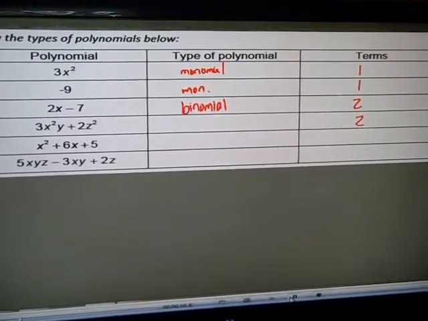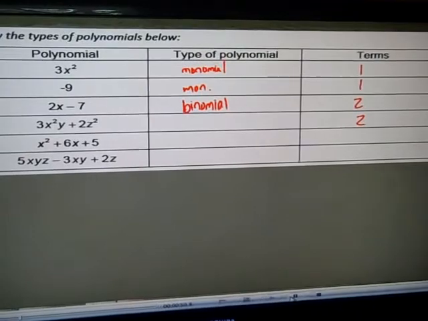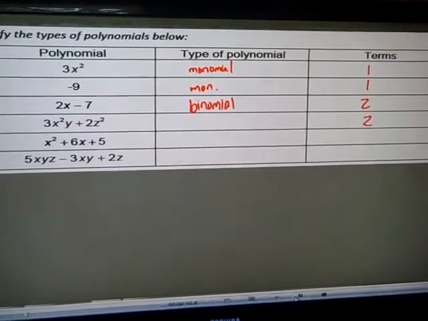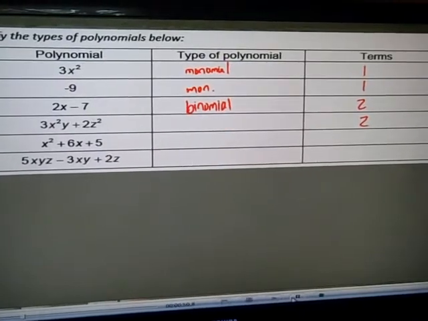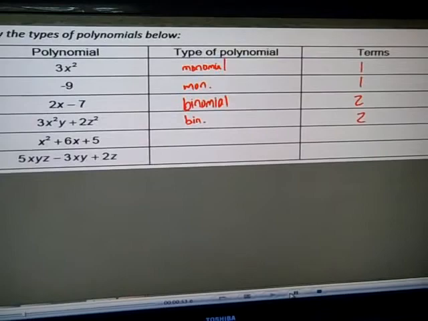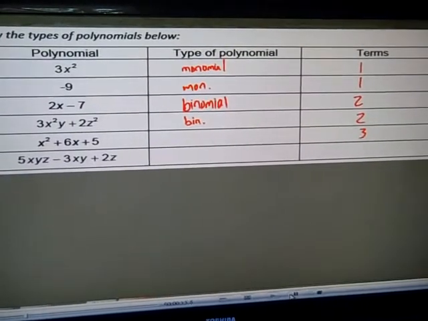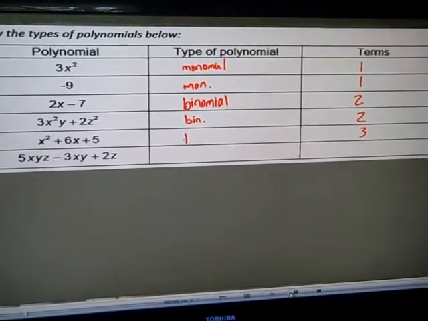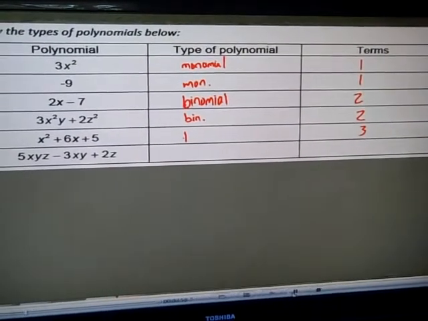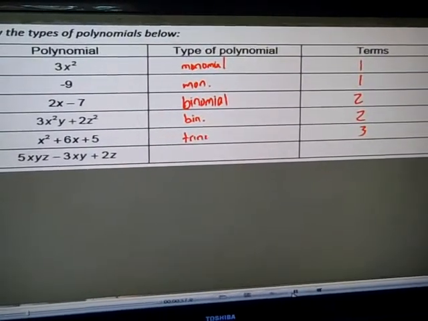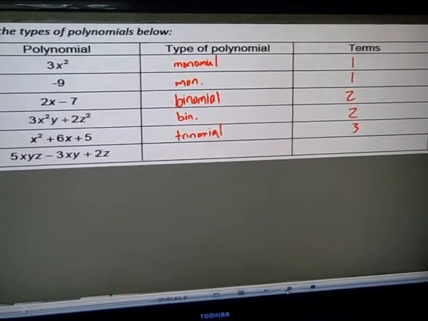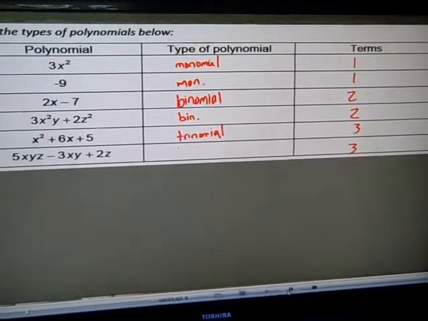The next one has 2 more terms, we just separate them with the plus, even though there is more than one variable. Binomial. The 5th one, 3 terms separated by plus, trinomial. And the last one, 3 terms, trinomial.